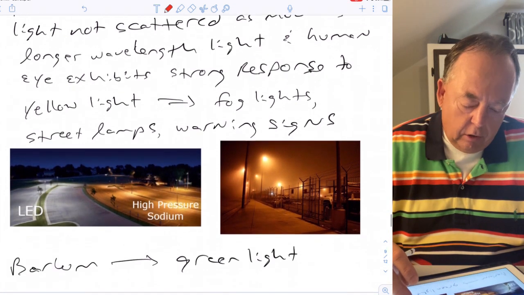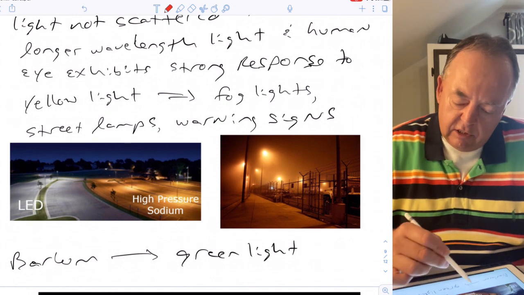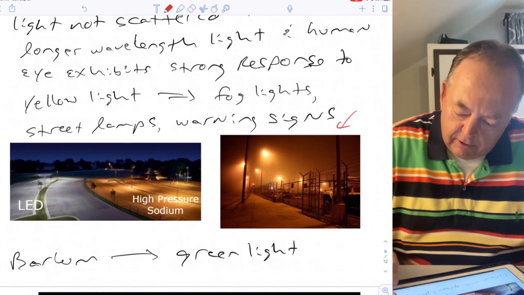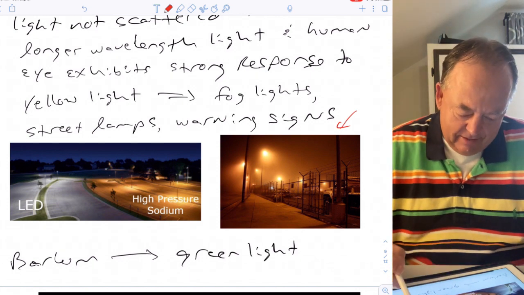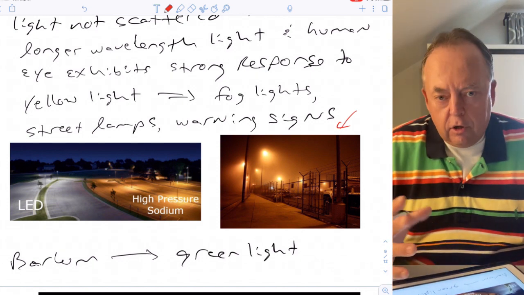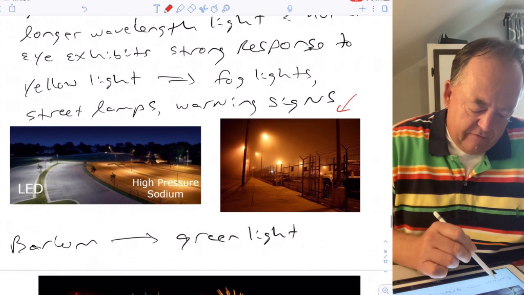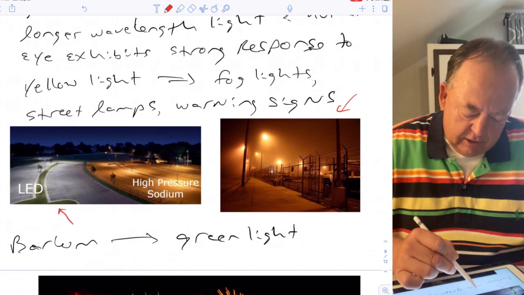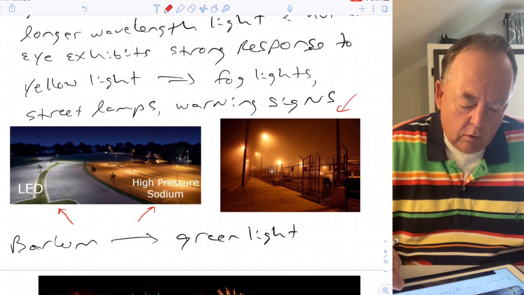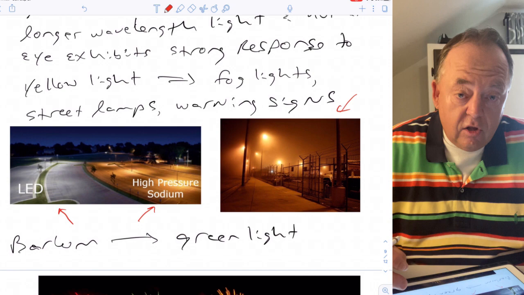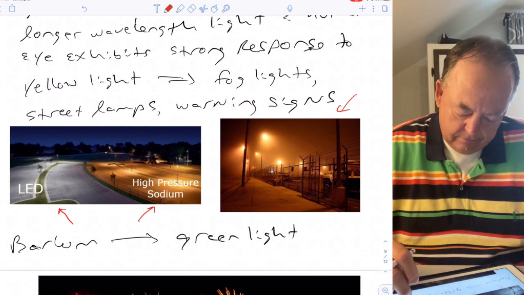So you see it utilized in street lamps, as this picture here shows. No, that's not fog lamps, that's street lamps. And fog lights on a car, for example, or warning signs. Although it's been phased out a little bit because, as you can see in this picture, sodium yellow light versus LED lights, LED lights give you an even clearer picture at nighttime.